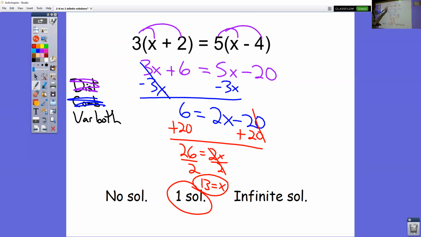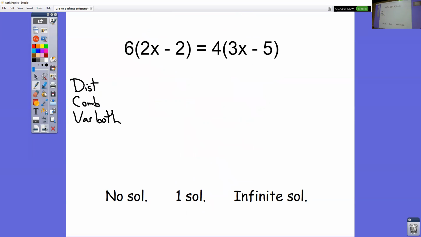If I were to sub it back in, I'd have 13 plus 2, which is 15. 3 times 15 is 45. And on this side, 13 minus 4 is 9. 5 times 9 gives me 45. That is the only answer that would check. So that is one solution. That is the only answer. Go ahead and pause the video. Try this one on your own, please.